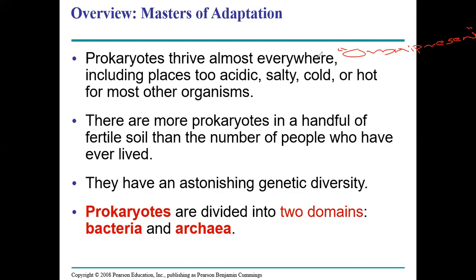Okay, look into the next point. There are more prokaryotes in a handful of fertile soil than the number of people who have ever lived. So if you count the number of people from the origin of life till now, more than that number of organisms can be found in a handful of fertile soil. They have an astonishing genetic diversity, with different types of prokaryotes that you can observe.